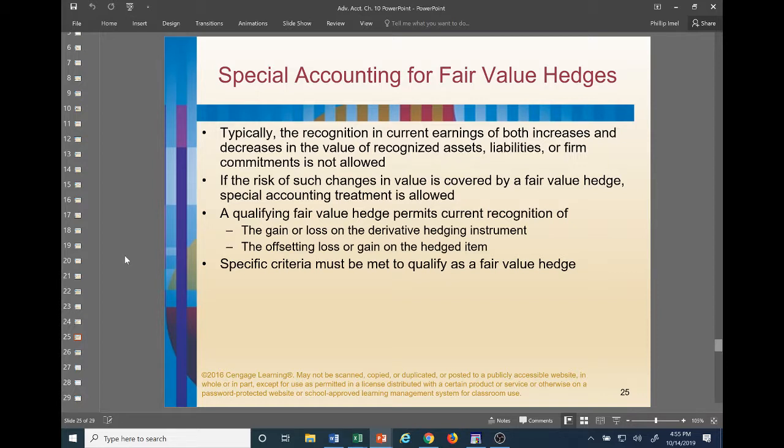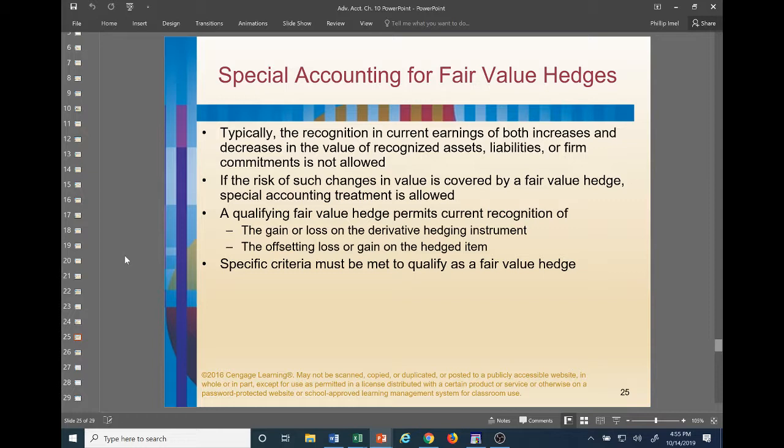So, special accounting for fair value hedges. The hedged item in a fair value hedge is either a recognized asset or liability or a firm commitment. So many accounting principles do not allow for the recognition in current earnings of both increases and decreases in the value of recognized assets, liabilities, or firm commitments.